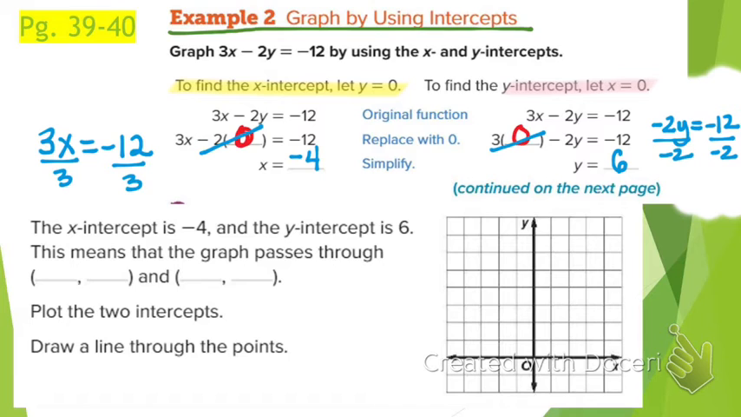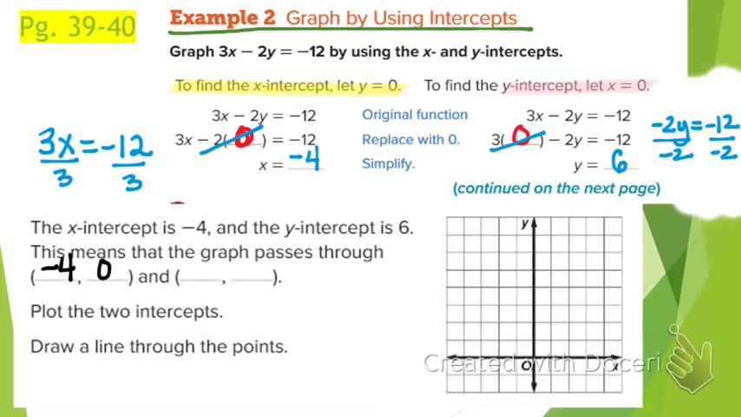So it says the x-intercept is negative 4, the y-intercept is 6. So how do you write the x-intercept as an ordered pair? Would that be 0, negative 4, or would it be negative 4, 0? All right, so negative 4, 0. And let's plot that point.